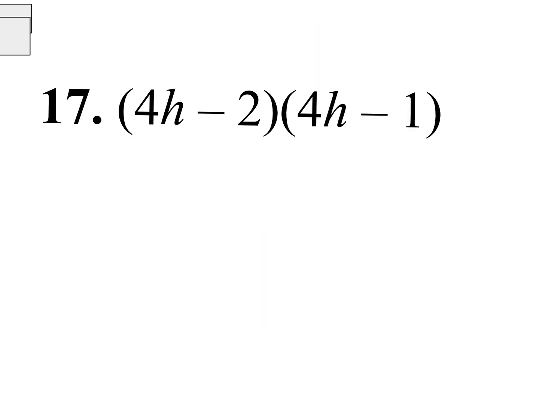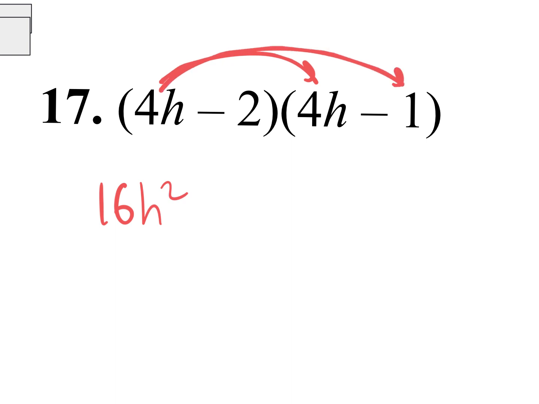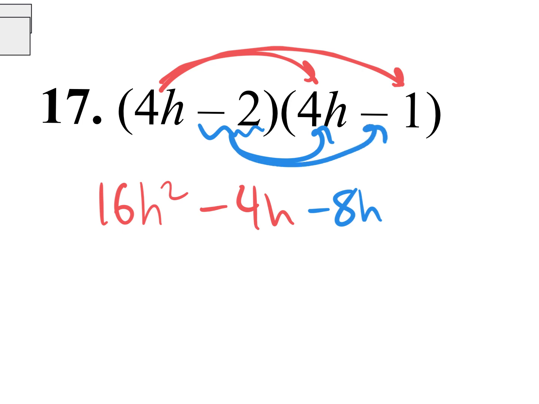Moving on. Let's distribute 4h times 4h. What do I get? 16h squared. How about 4h times negative 1? Negative 4h. How about negative 2 times 4h? Negative 8h. And how about negative 2 times negative 1? Plus 2. Out of those 4 terms, I could combine the middle terms.